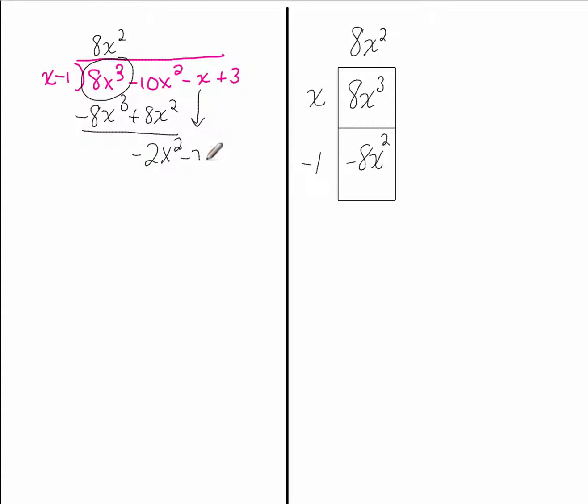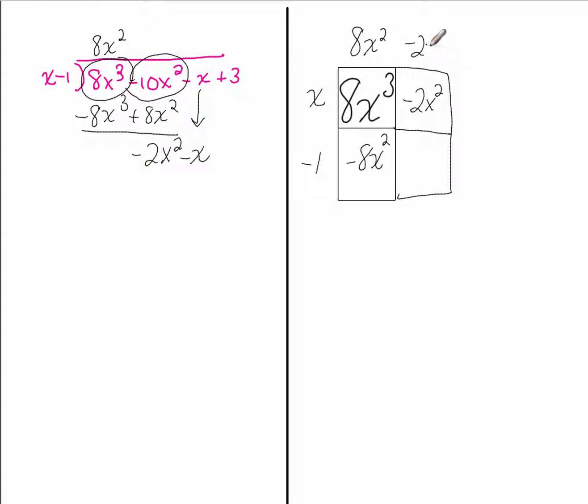Bring down the -x. Well, that adding step, you're doing the same thing over here. Let me get another box. See, you're thinking, I have to get a -10x squared. If I have -8x squared, this is going to be -2x squared. Hey, the same number I got right here. So you think, x times what gets you -2x squared? -2x. You're thinking the same thing over here.